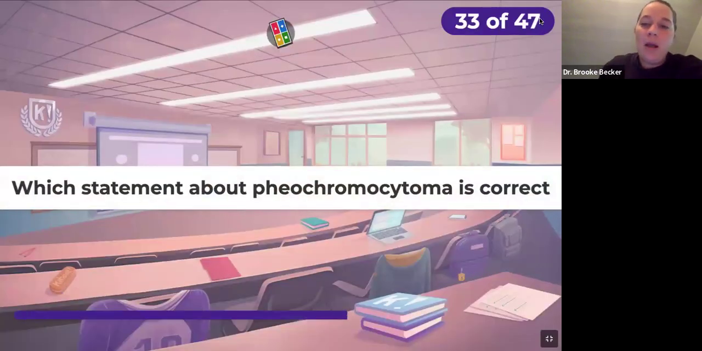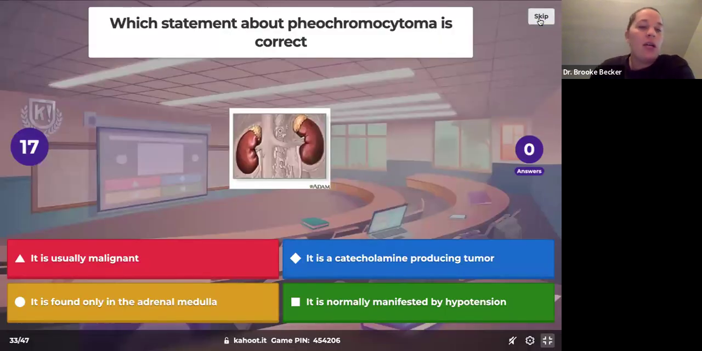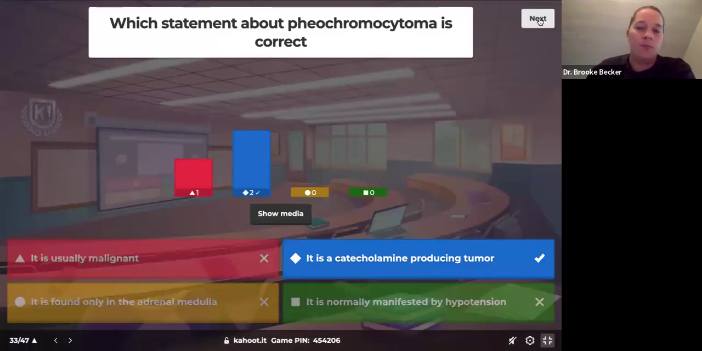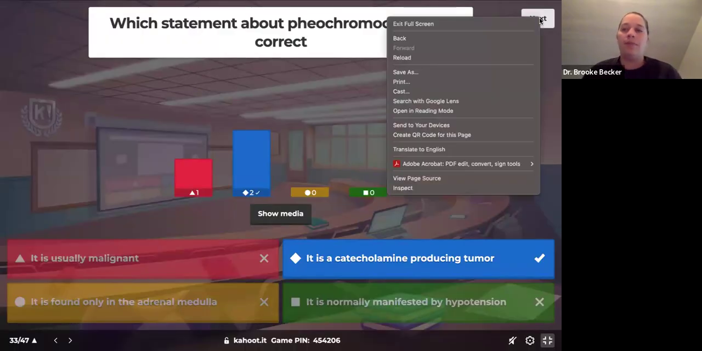Which statement about pheochromocytoma is correct? It is usually malignant. It is a catecholamine producing tumor. It is only found in the adrenal medulla, or it is normally manifested by hypotension. So it's a catecholamine producing tumor. Okay. Pheochromocytoma. Good.